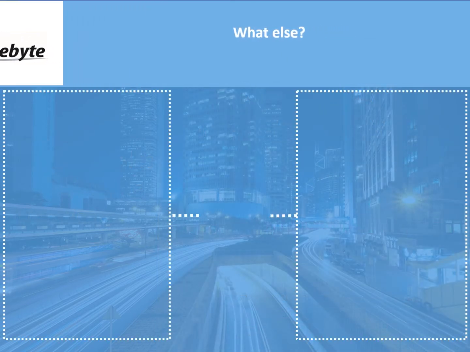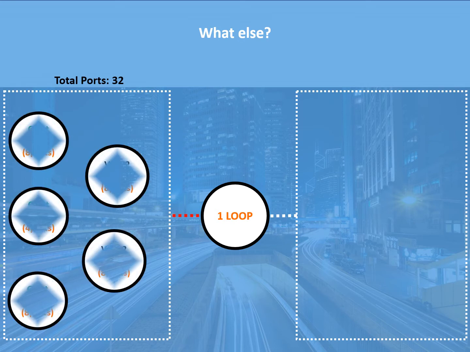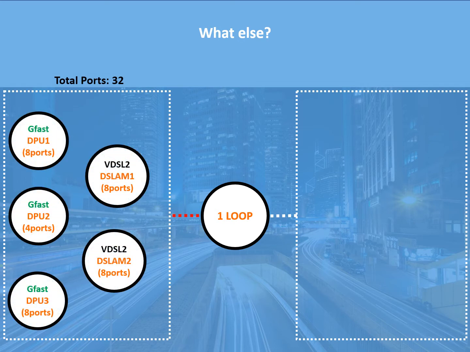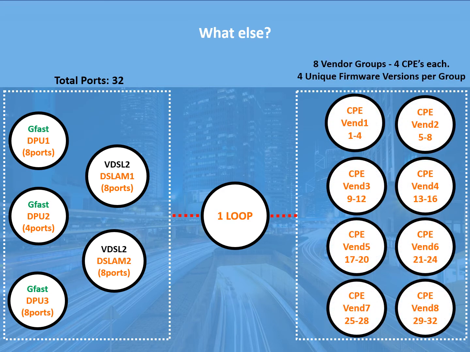What else do we need? One loop in the form of real cable or a loop simulator. And on the DPU DSLAM side, our example uses 3 Gfast DPUs and 2 VDSL2 DSLAMs. There are 32 total ports. On the CPE side, we have 8 groups, one for each vendor. Each group contains 4 CPEs, each with a unique firmware version.